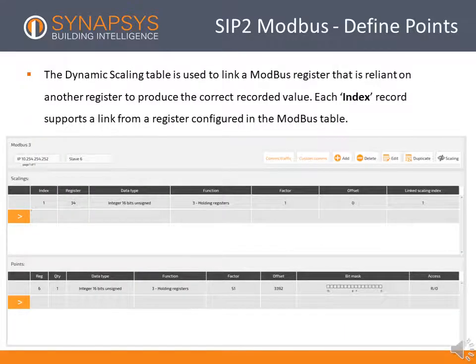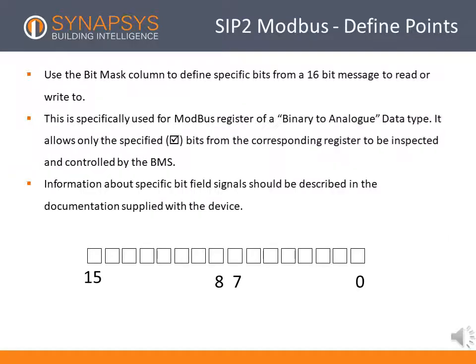Dynamic scaling can be used when it is required that a value read by the SIP2 will need to be scaled by a second value in another register in the meter. The bit mask allows specific bits from a digital 16-bit register to be defined independently.